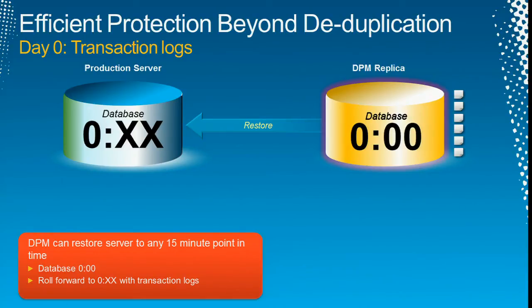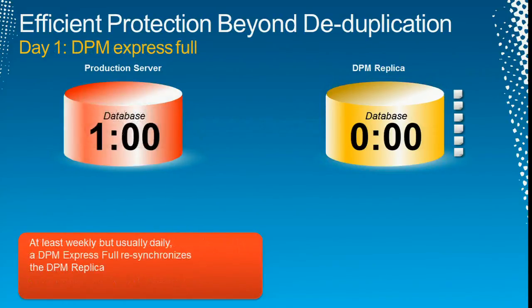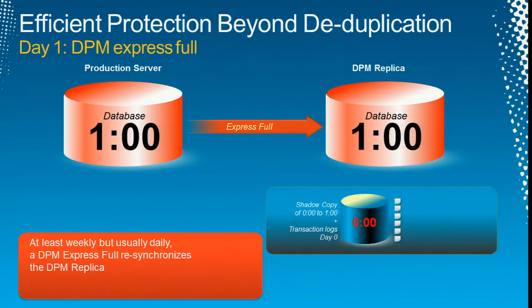So this was all day one. Something went wrong. We got the database back, and we did the roll forwarding with the transaction loss. Now, I said every day I take an express full. So again, at midnight, I'm going to take an express full. Day one, midnight, express full. So take the express full, only the block level changes going to the replica.